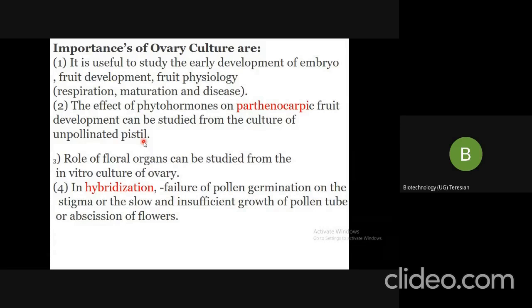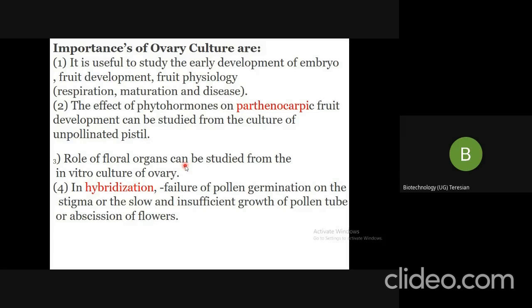But now the scientists have observed that in some plants, even in the presence of sepals, normal fruits can be produced in vitro. However, if sepals are removed before the culture, addition of sucrose, that is 5% sucrose, is necessary to obtain satisfactory growth of the ovary in the culture. This point is to be noted down.